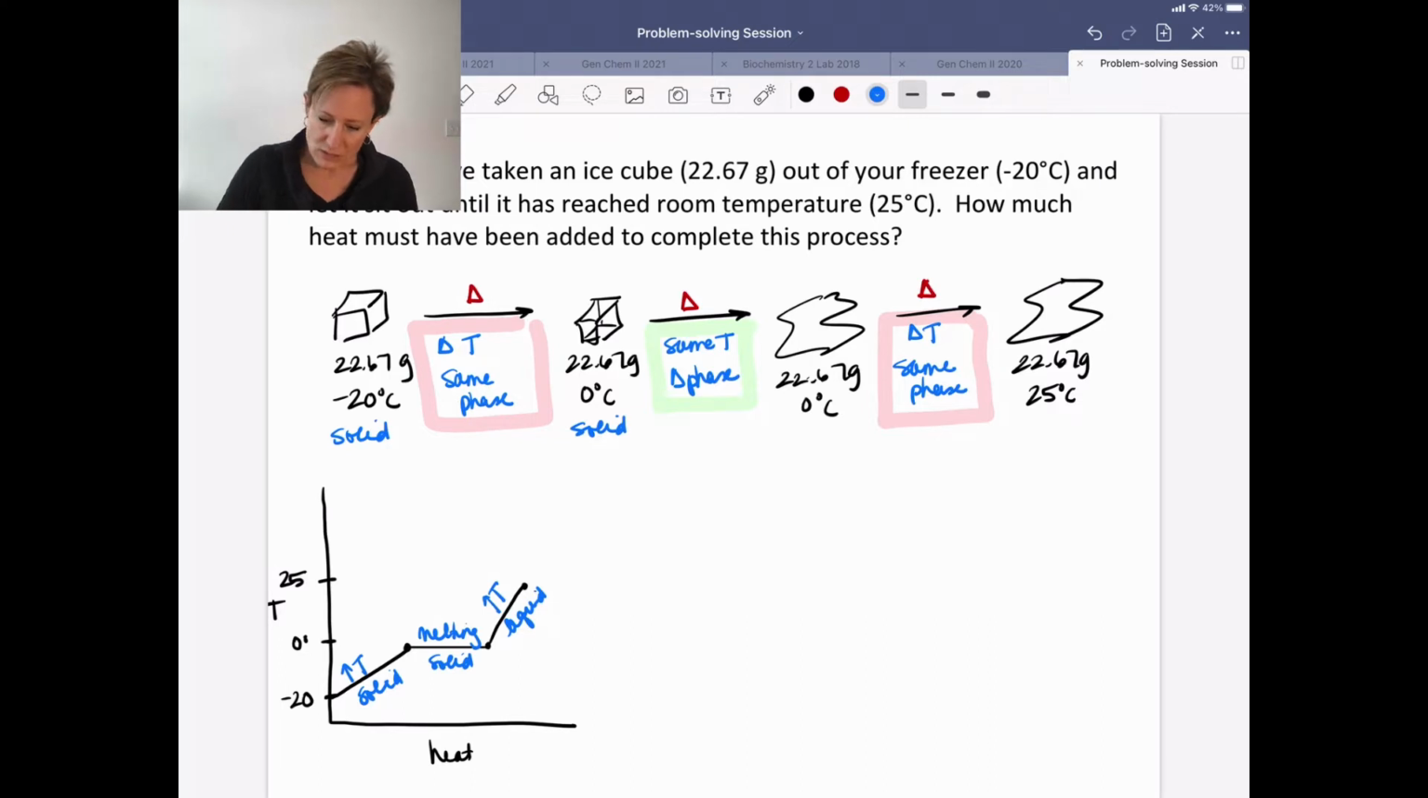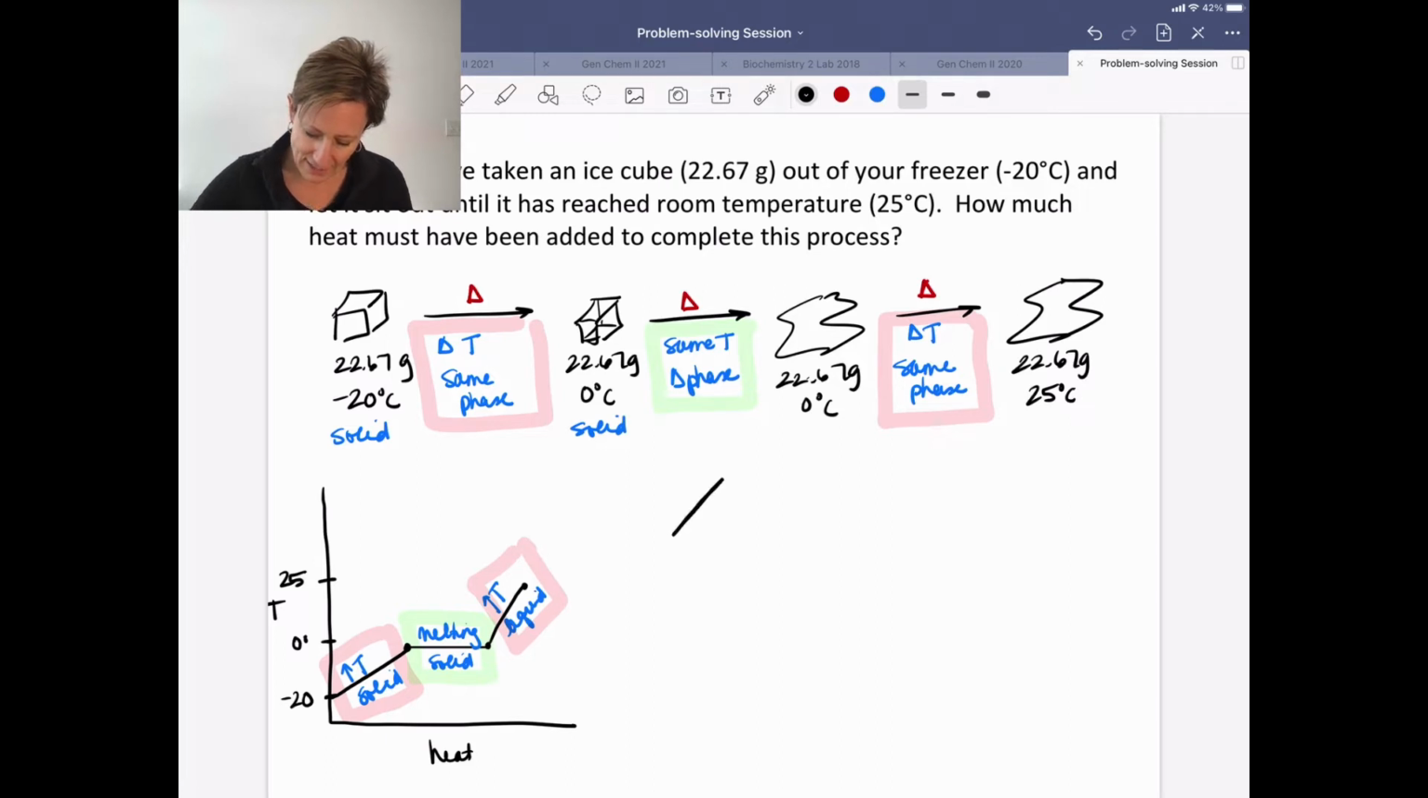Okay, so those again map onto the different kinds of calculations. These ones that I'm boxing in red here are changing the temperature but keeping the phase the same. What I've got highlighted in green here is where I'm doing a phase change, keeping the temperature constant but changing the phase. Now, what we need to be able to do here is recognize the different kinds of calculations that we have for each of these phases.